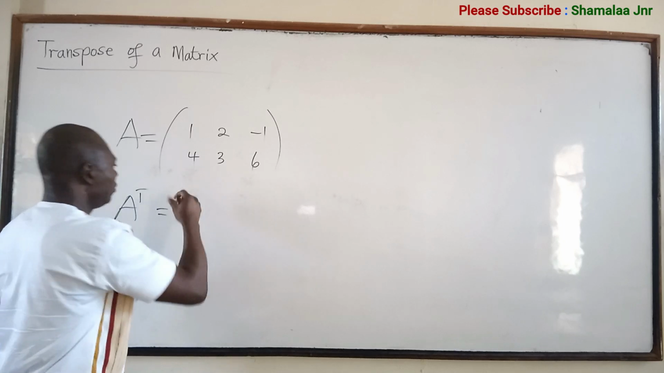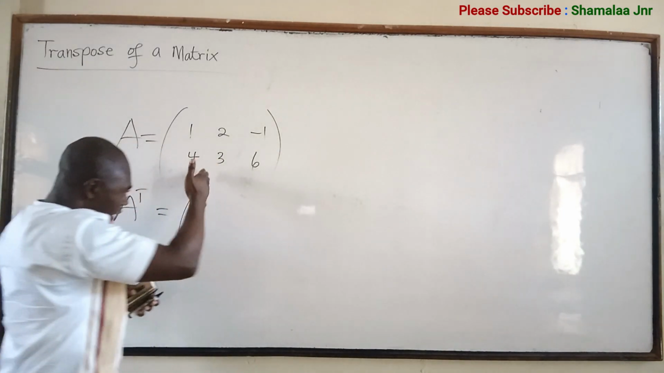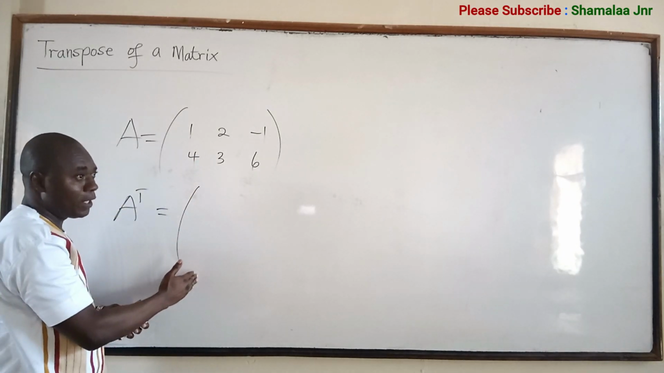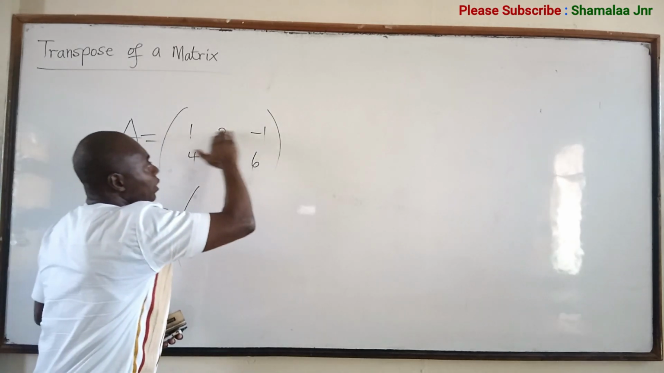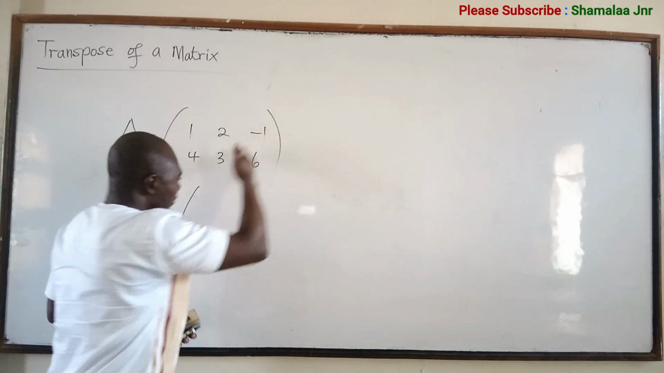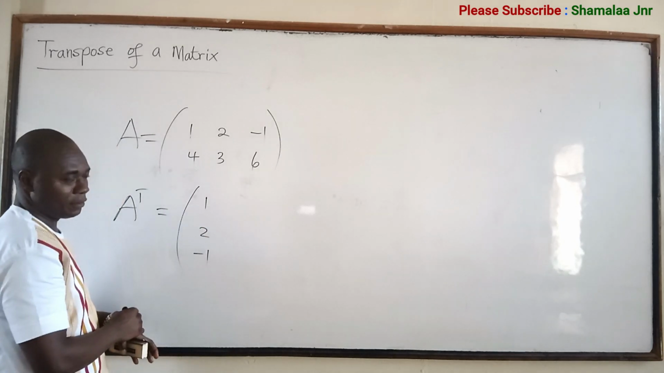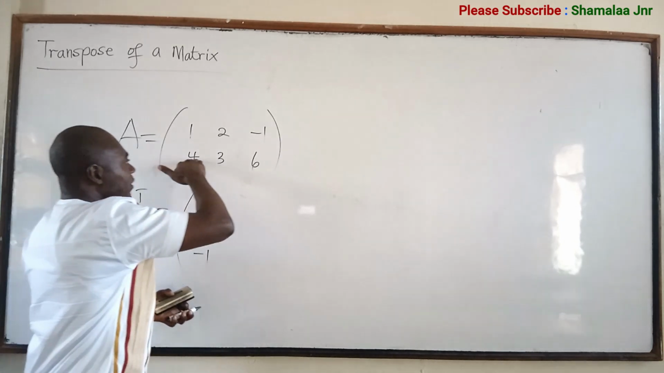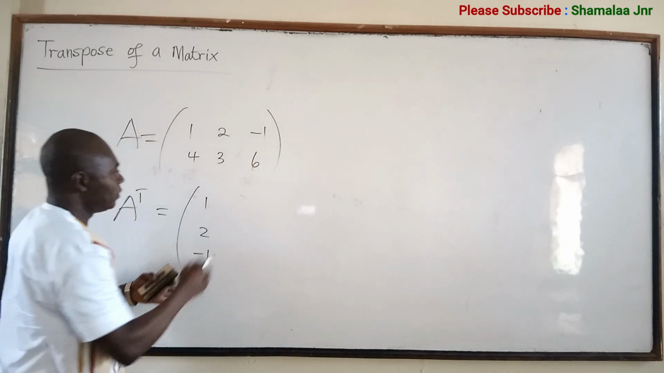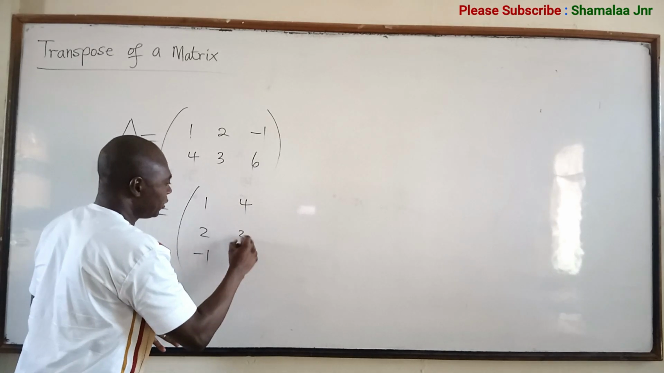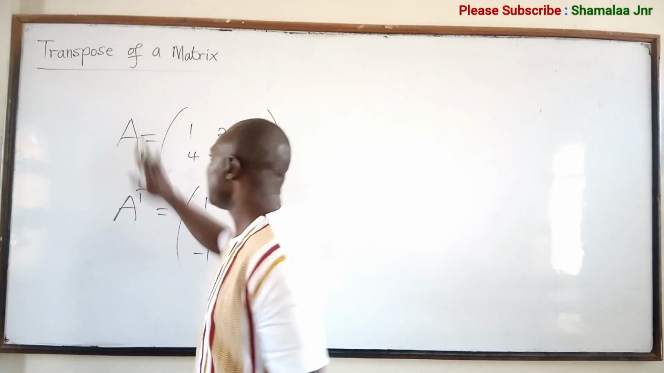Are you seeing it? I'll just pick the first row like this and place it here to be the elements in the first column of this one. Look at what I'm doing and put it here. So that will be 1, 2, negative 1. Then I'll pick the elements in the second row and place here. So that will be 4, 3, 6. So this will be the transpose of this matrix.